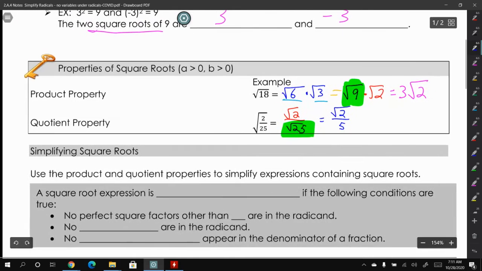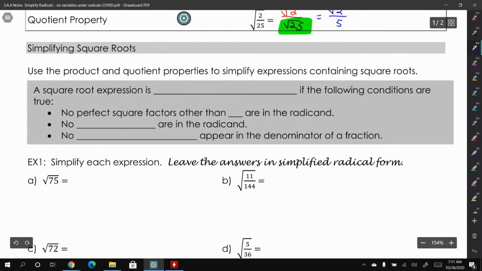So to summarize what we're going to be doing, when you look down here, a square root expression is simplified if the following conditions are true. No perfect square other than 1 is in the radicand. The radicand is just the number under the square root.